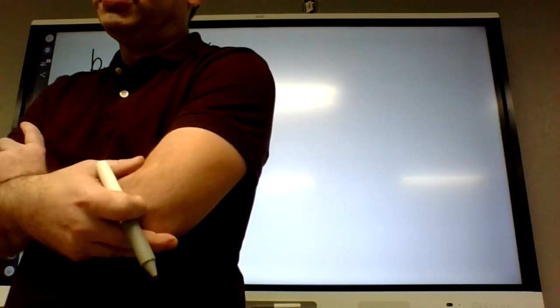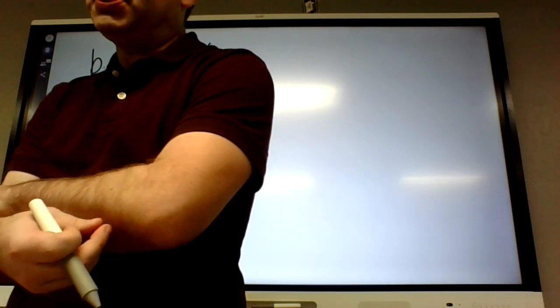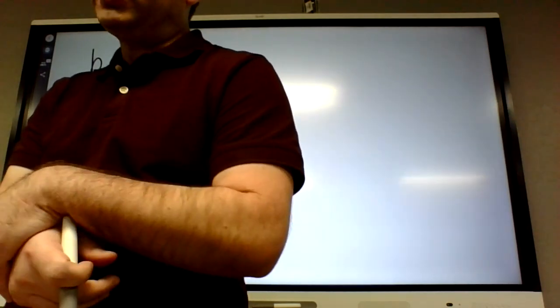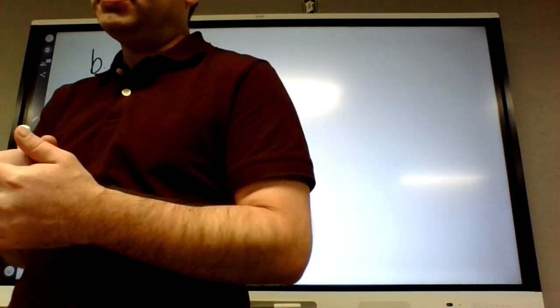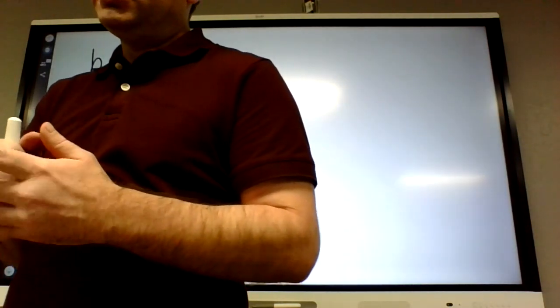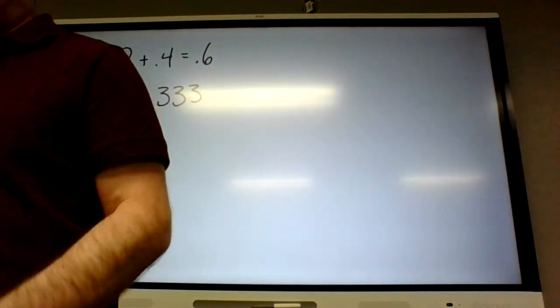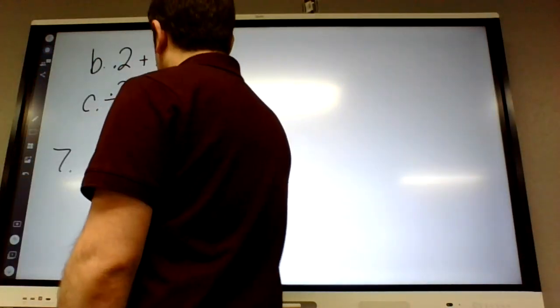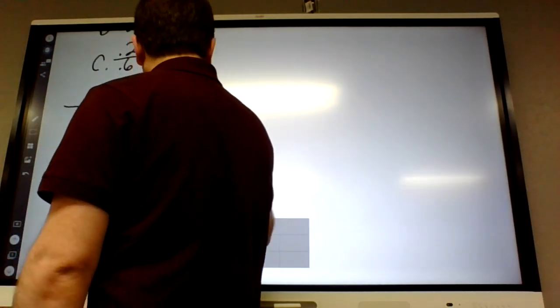Number 7. Machine A produces 60% of the ball bearings manufactured by a factory, and B produces the rest. 5% of machine A's ball bearings fail to have the required precision, and 2% of machine B bearings fail. So A produces more, but it fails more often. All right. Draw a tree diagram. So how should I label my branches here? A and B. Machine A, machine B.